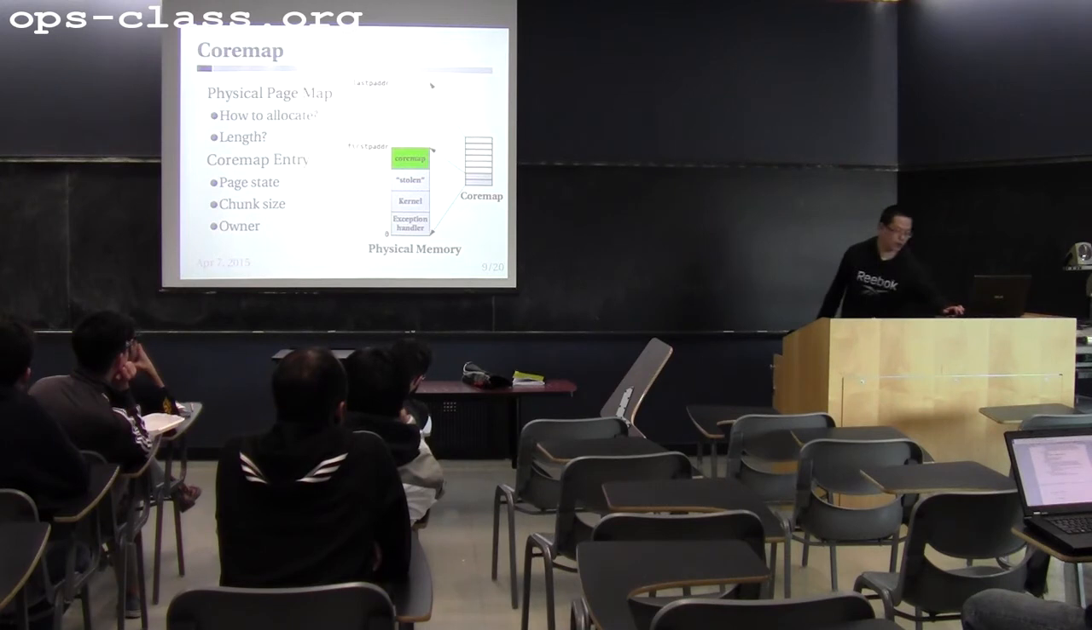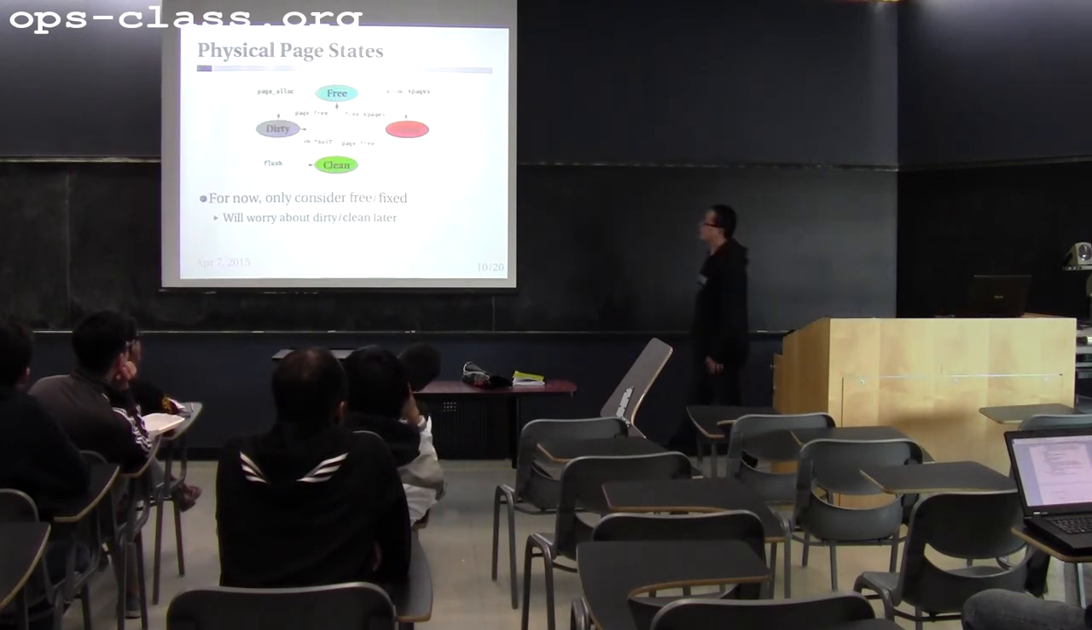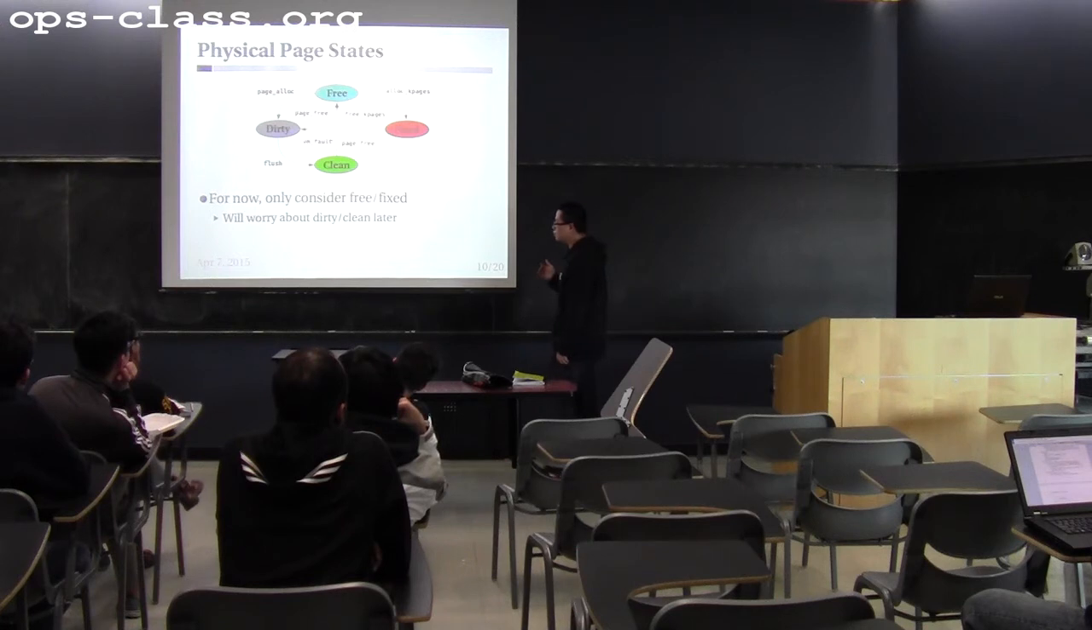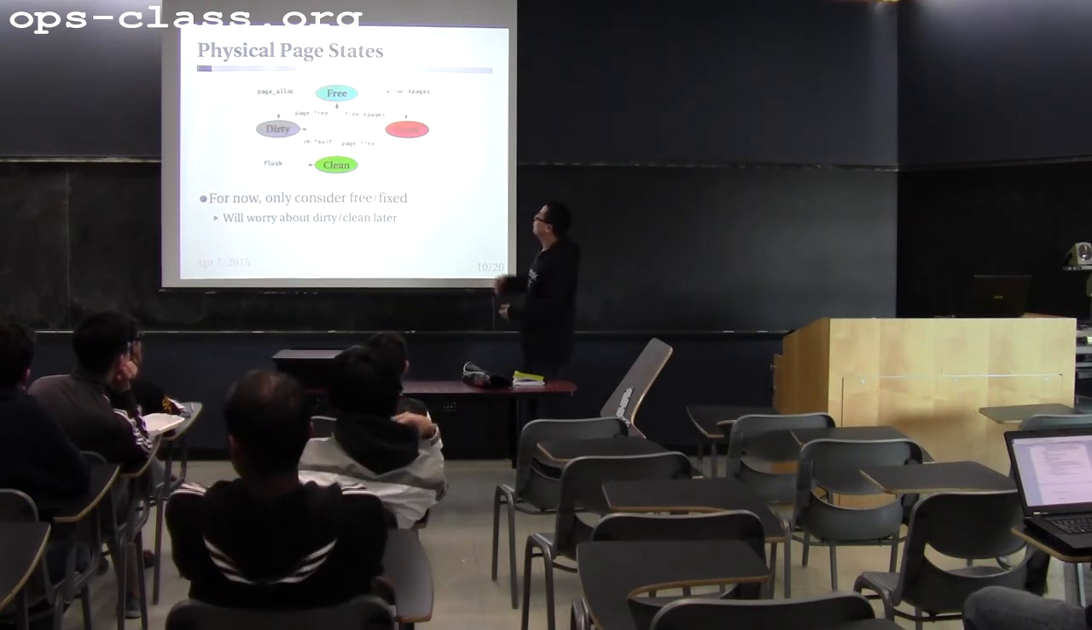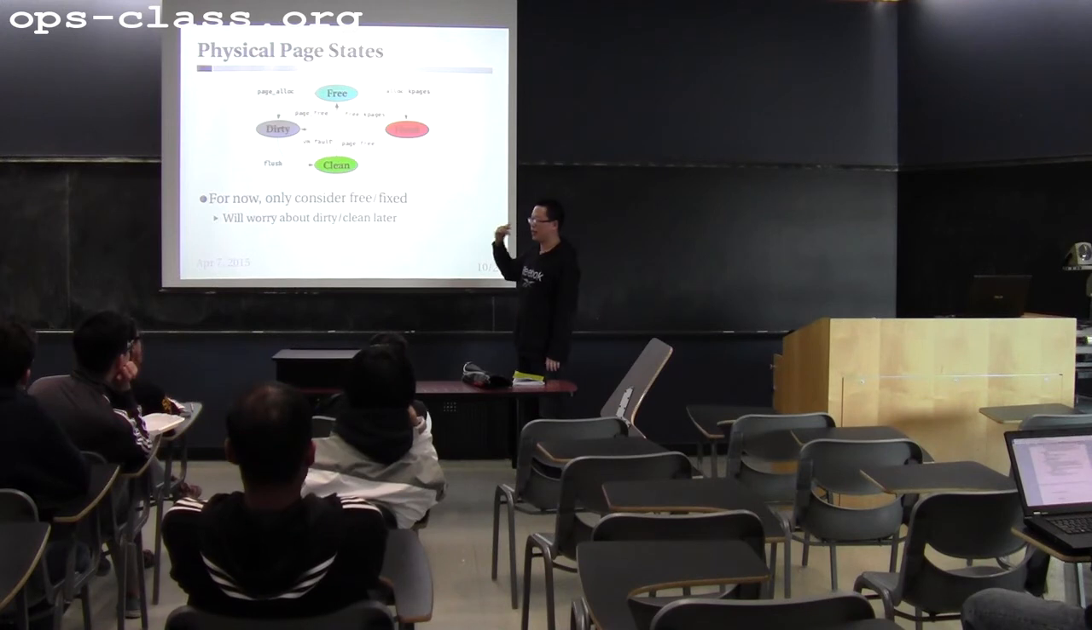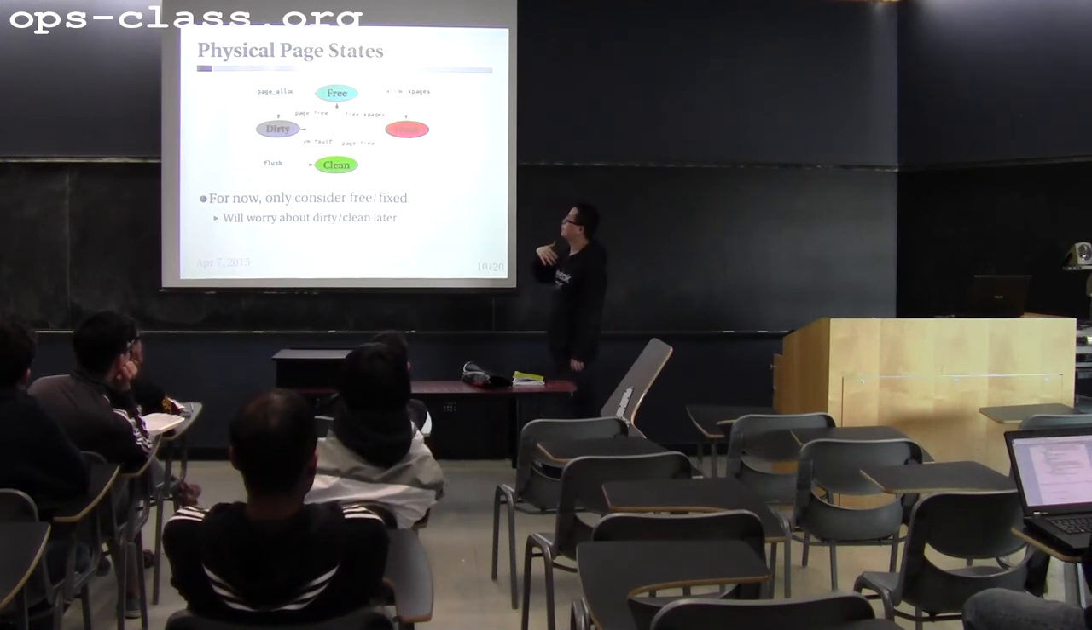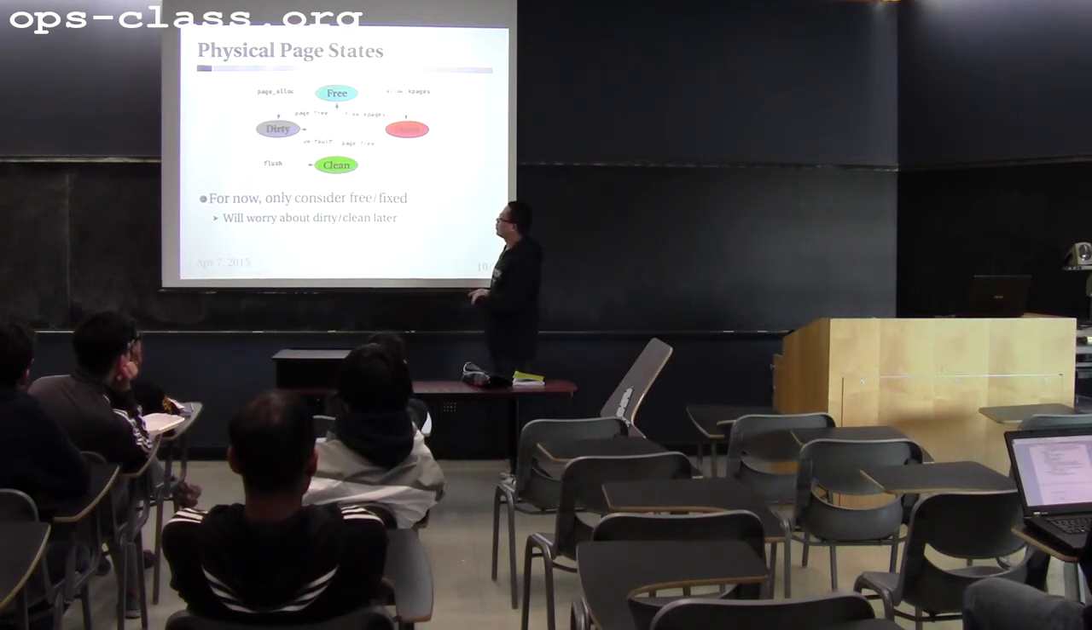And the transitions between the page states are simple. You first initialize the state of all the pages, whether fixed or free. Then whenever you allocate k pages, you mark the pages you return as fixed or used, as you can imagine. And later on, when somebody calls free k pages, you can transition the state from fixed to free again. So for now, if you only do physical page management, it's very easy. Later on, you may have more states when you do swapping.